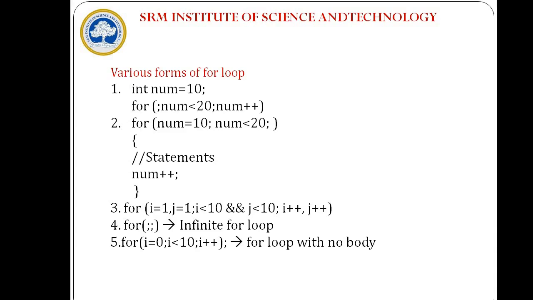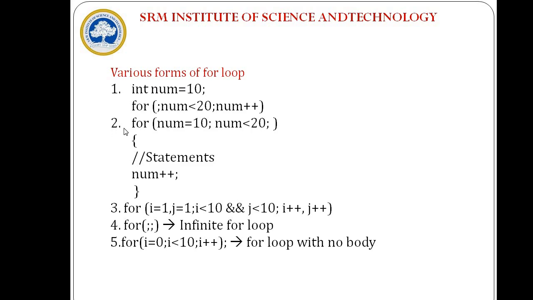Today we'll discuss various forms of the for loop in C programming. The first variation is that you can omit the initialization part inside the for loop and initialize the counter variable outside the for loop. This is permitted in C programming.